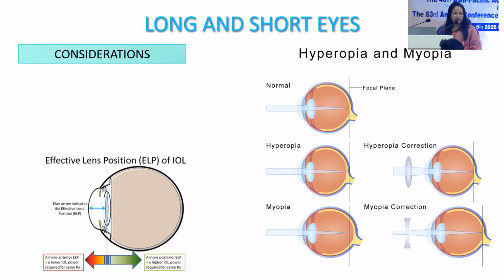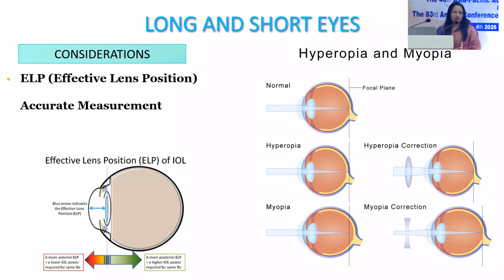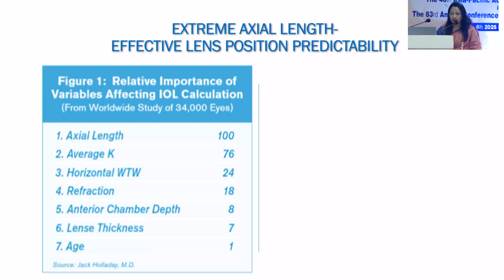Because the effective lens position, which is the very important component of IOL power calculation, is assumed to be similar for all types of eye. Suppose we have a longer eye, that doesn't mean the effective lens position will always be similar, because in longer eyes anterior chamber depth might be deeper, but this won't always be there. So accurate measurement of effective lens position is very, very important. And then of course we need to be sure about the IOL availabilities.